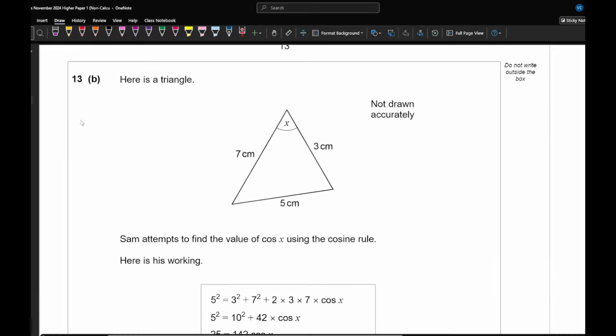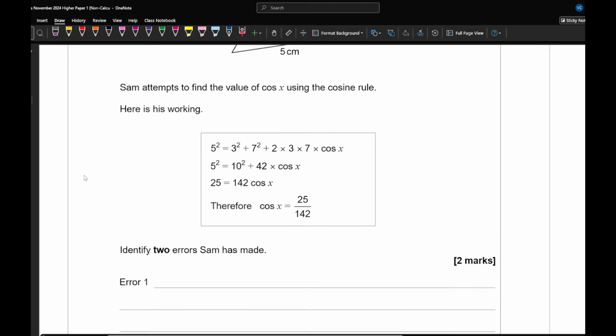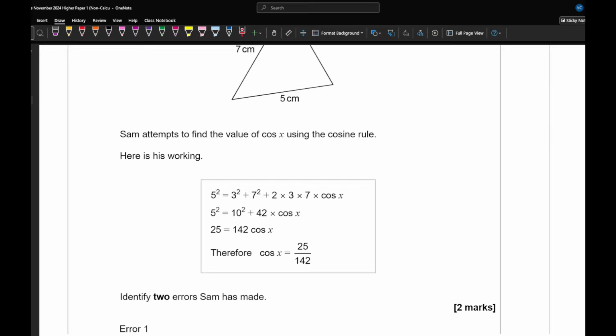Moving on to question 13b, it says here is a triangle. Sam attempts to find the value of cos x using the cosine rule. Here is his working, and the question we need to establish is what are the two errors. Well, the two errors that you should be able to spot is the fact that this here should be a minus.